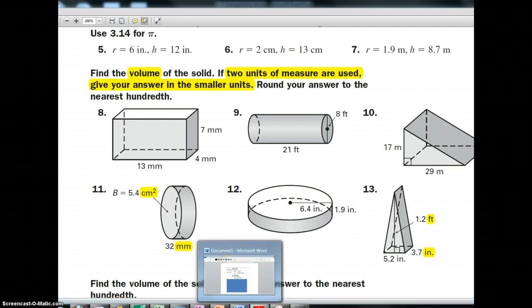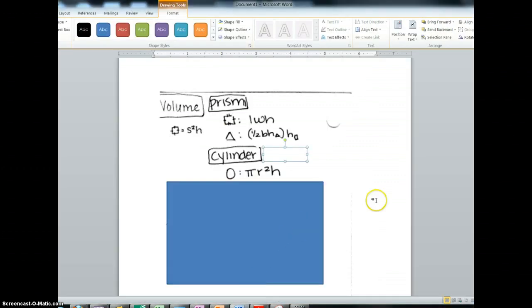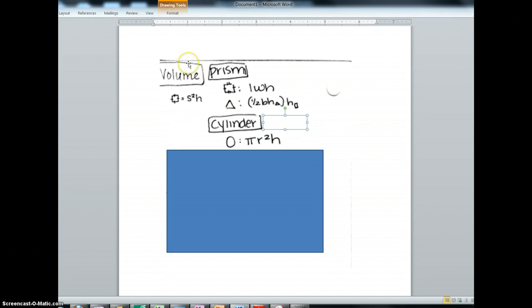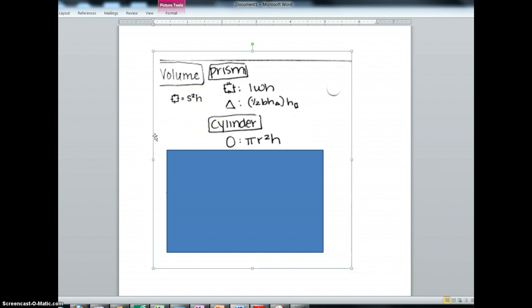At this time, get out your note card. This should be on the back of your note card. It's volume of a prism. We have a rectangular prism: length times width times height. A triangular prism: half times base of the triangle, height of the triangle, times height of the prism. This is also a square if you want to put that. Cylinder: we have pi times r squared times the height of the cylinder.